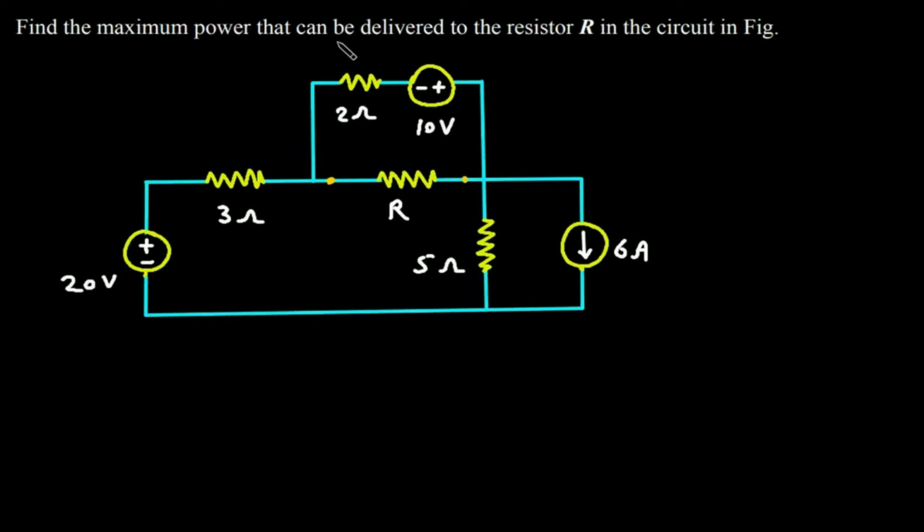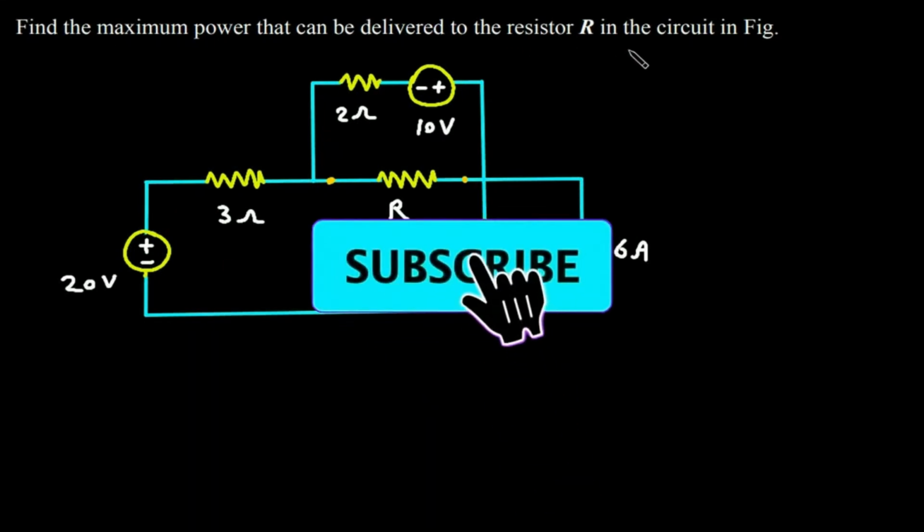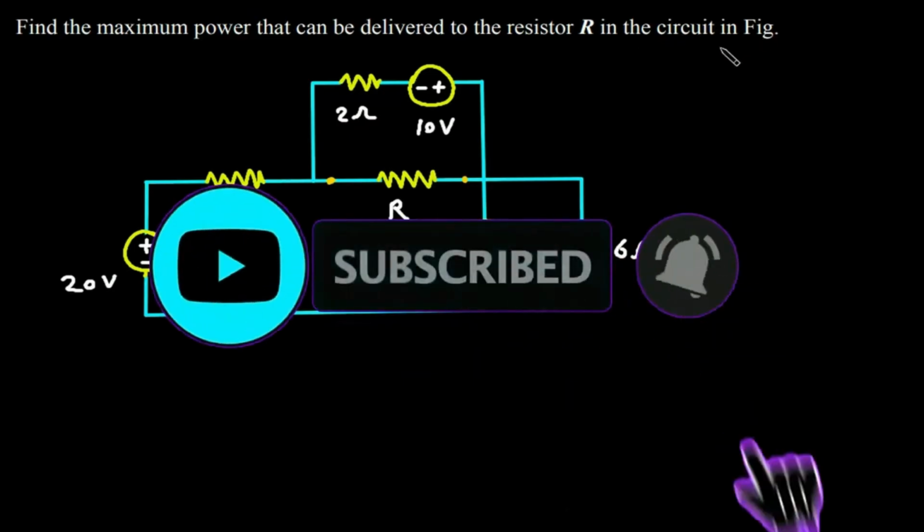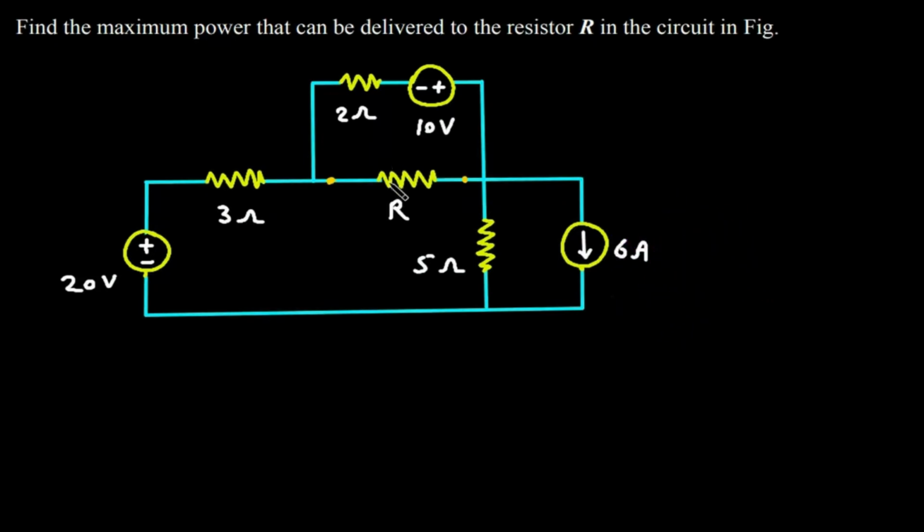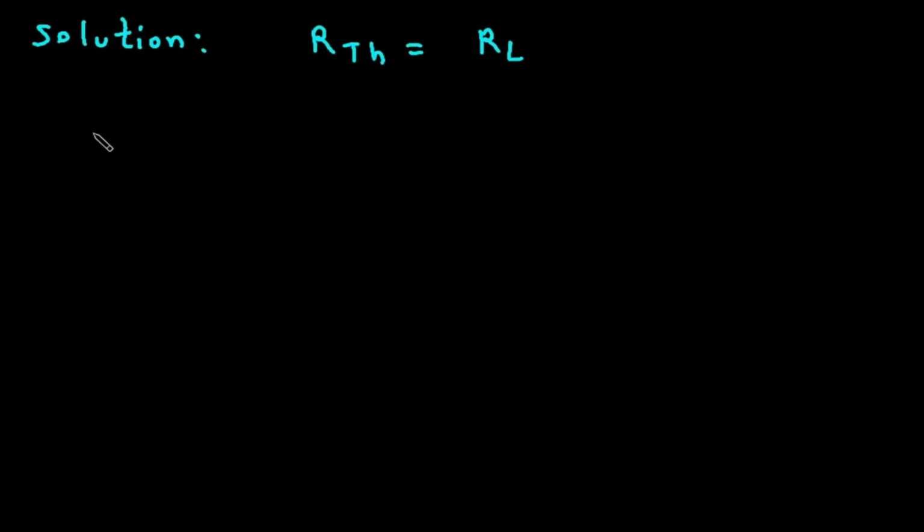Find the maximum power that can be delivered to the resistor R in the circuit in figure. We have to find the maximum power that can be delivered to the resistor R in this circuit. So the remaining circuit will be solution. For maximum power transfer theorem, RTH is equal to RL. So this is our RL and the remaining circuit will be RTH. So we have to find RTH.